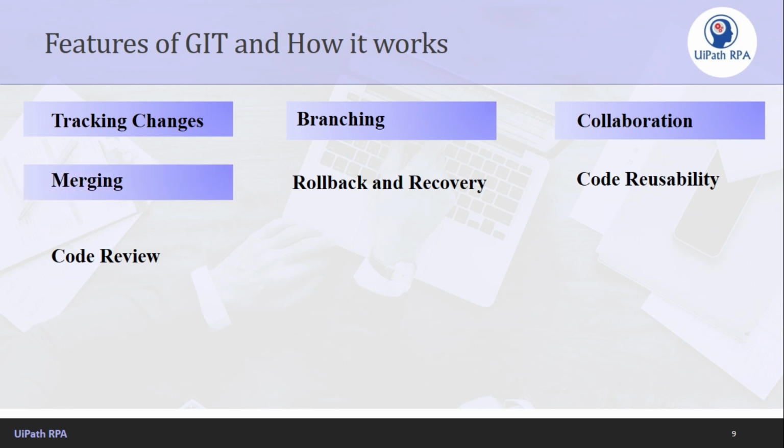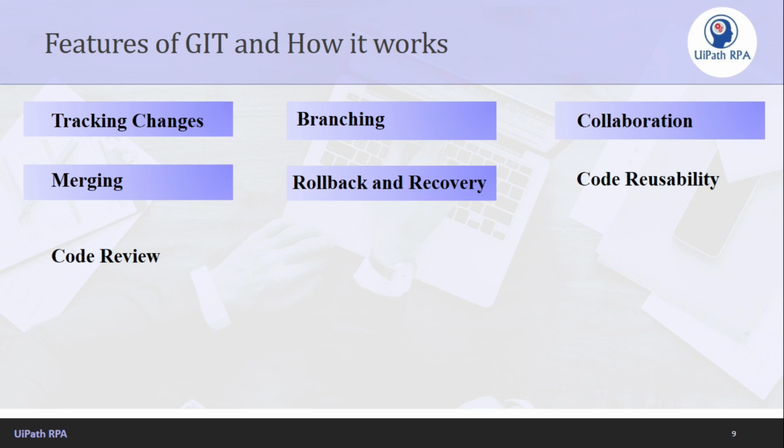Now sometimes things don't go as planned and you accidentally break something in your project, then no problem. Git provides the ability to go back to an earlier version of your project. This ensures that the project can be quickly restored to a known, or you can say a stable, version. That is called rollback and recovery.